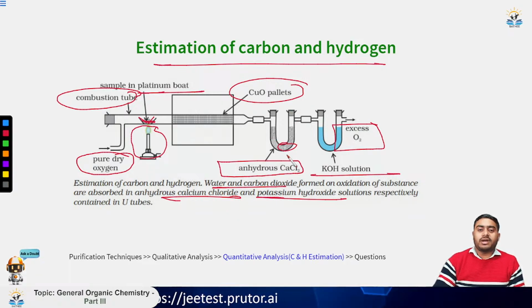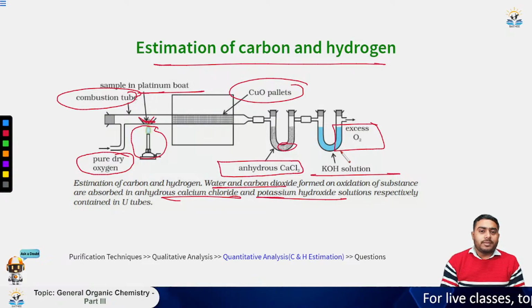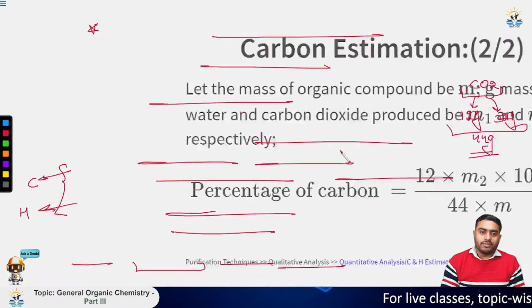In the first U tube you can see anhydrous CaCl2, and in the second U tube KOH solution is present, right? You can see CuO pellets, copper oxide pellets, are also there. I hope you are very much clear.